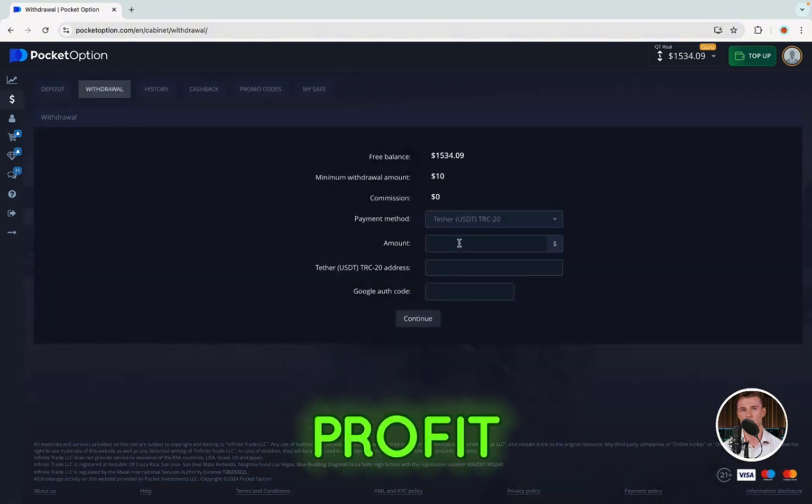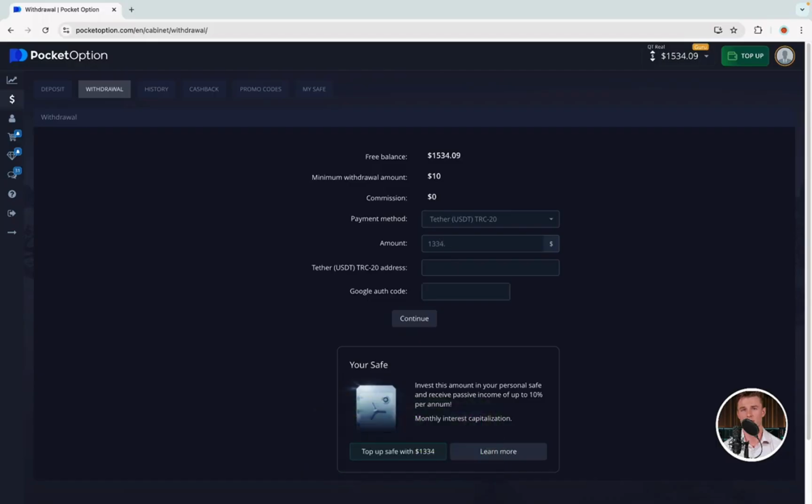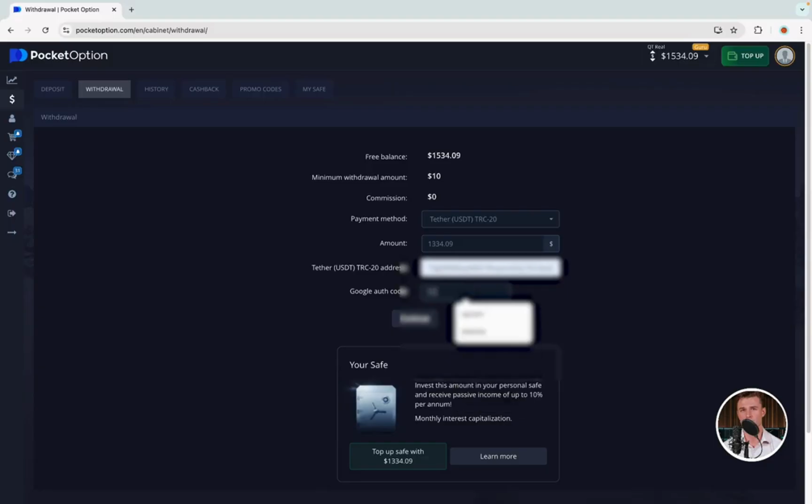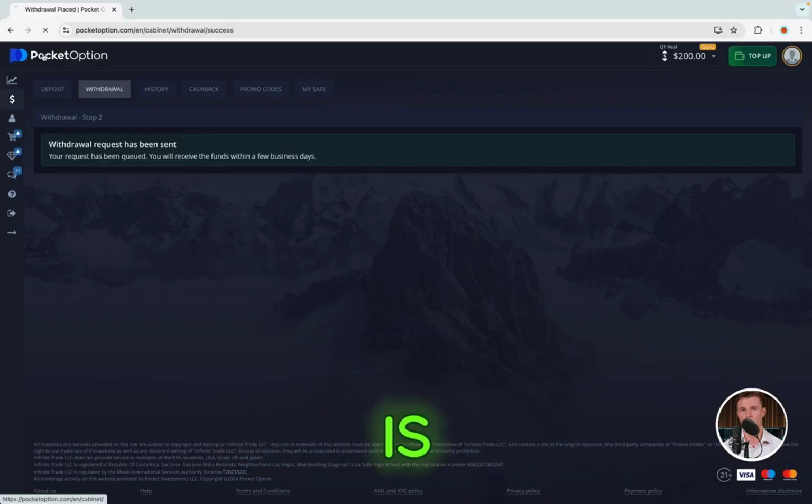The sum of today's profit will be $1.334. The withdrawal operation is executed. This is the trade for today.